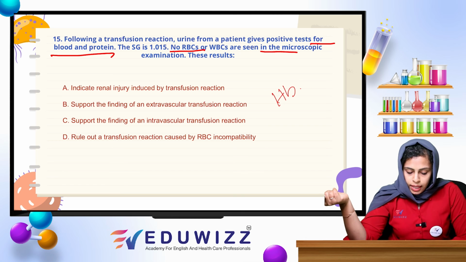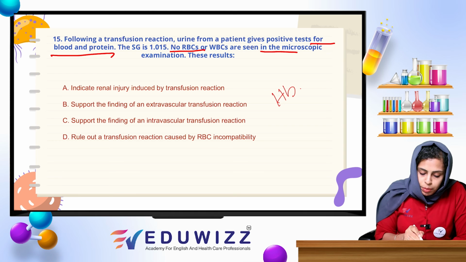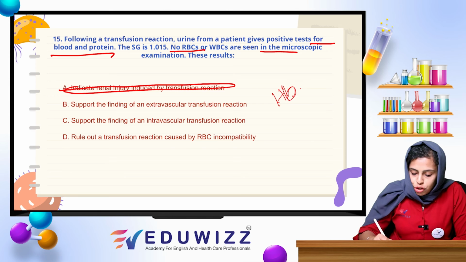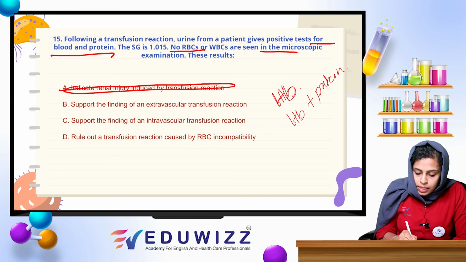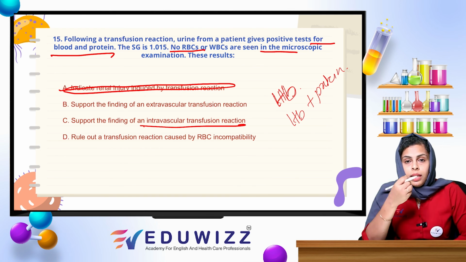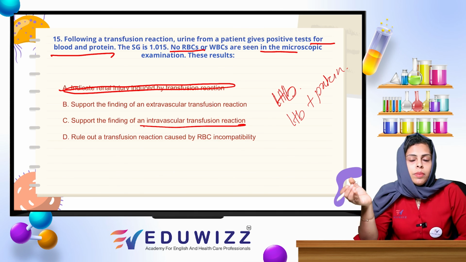So here the options include renal injury induced by transfusion reactions, supporting the finding of an extravascular transfusion reaction, supporting the finding of an intravascular reaction, and ruling out the transfusion reaction caused by RBC incompatibility. So here you can eliminate these, and the presence of Hb plus protein indicates an intravascular transfusion reaction. Intravascular transfusion reaction means the blood is hemolyzed within the vessels.